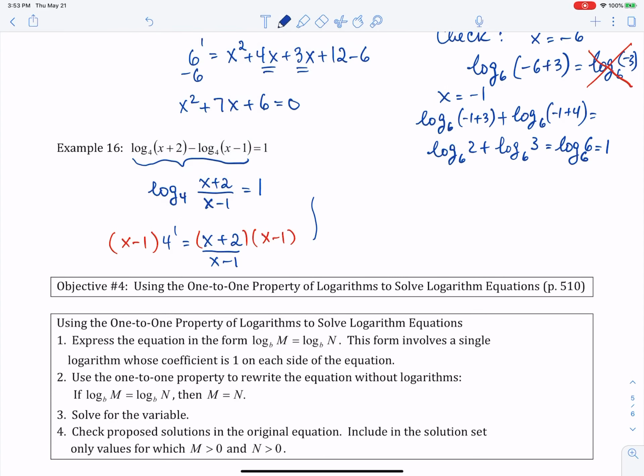Another type is when we have two logarithms on either side. In these types of problems, we're going to be using again the property that the logarithmic function is one-to-one, similar to the exponential form. If we have logarithm base 2 of x equal to logarithm base 2 of 3, for example, obviously x cannot be anything else but 3.